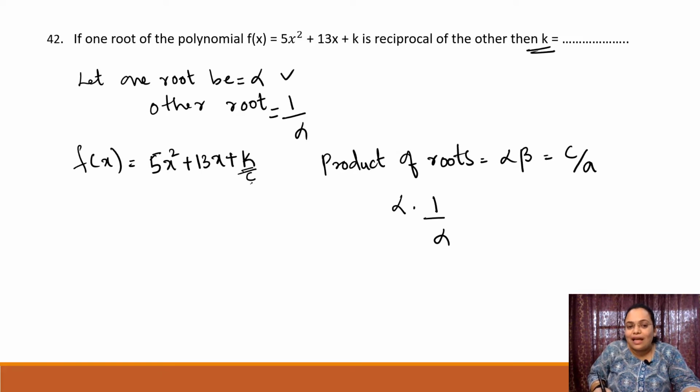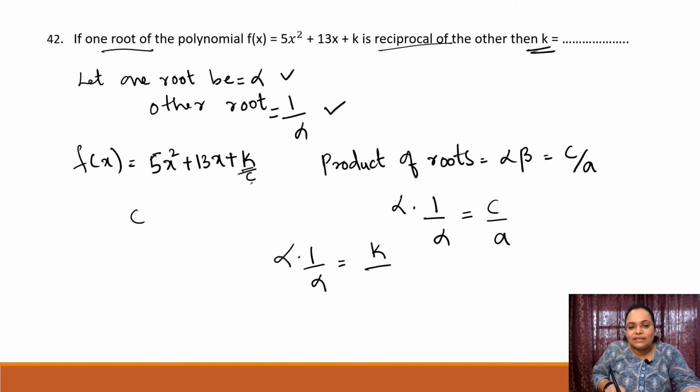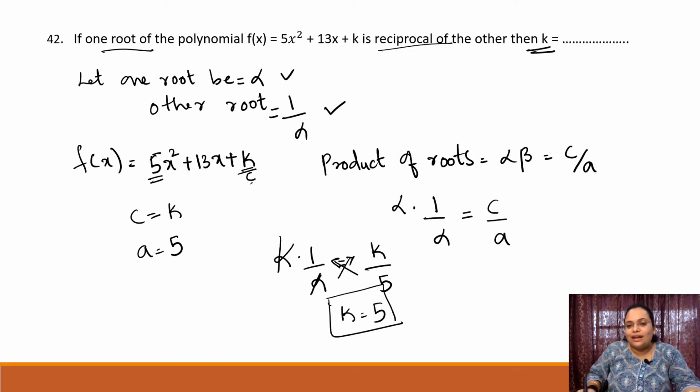One is alpha and the other root is 1 by alpha, because they have given one root is the reciprocal of the other root. Alpha into 1 by alpha is equals to c by a. So alpha into 1 by alpha is equals to, what is c? C is equals to k, and what is a? A is 5. Okay. Alpha and alpha get cancelled. So if you cross multiply it, k is equals to 5. So k is equals to 5 is your answer.